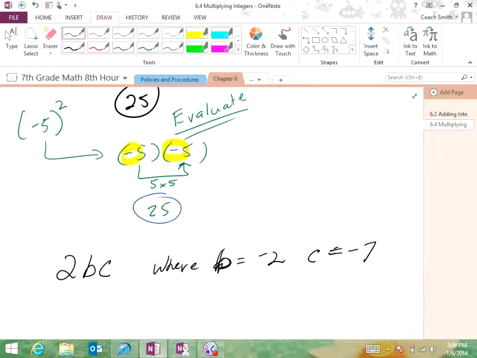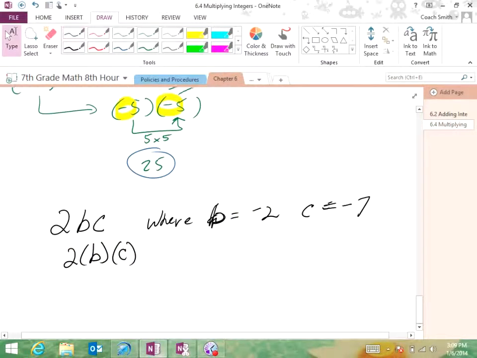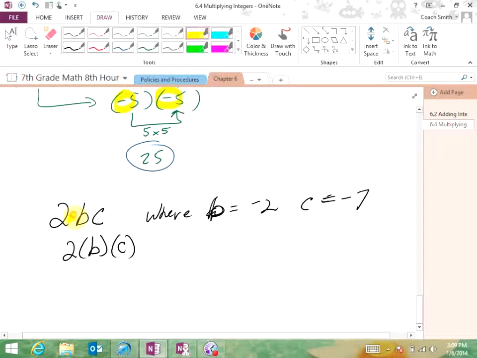Well, I can write this like that, but it means the same thing. Anytime you have a number beside a variable like that, or a variable next to a variable, it means to multiply, unless there's an addition or subtraction sign in there.